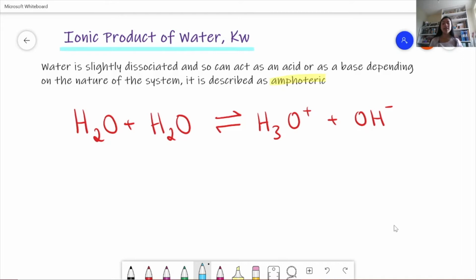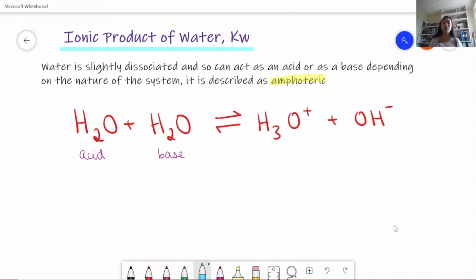Now we're going to discuss what the ionic product of water is. Water is actually slightly dissociated, and so this means that it can act as an acid or a base depending on the nature of the system. This kind of behaviour we call amphoteric behaviour. In this example we have two waters reacting together, and they form the hydroxonium ion and the OH- ion. One of the waters is acting as an acid because it's donating a proton, and the other one is acting as a base because it's accepting that proton.